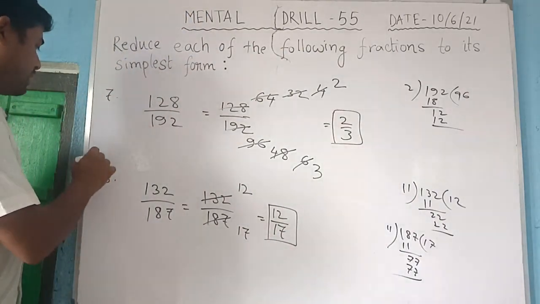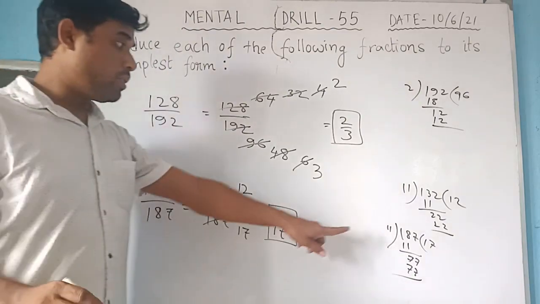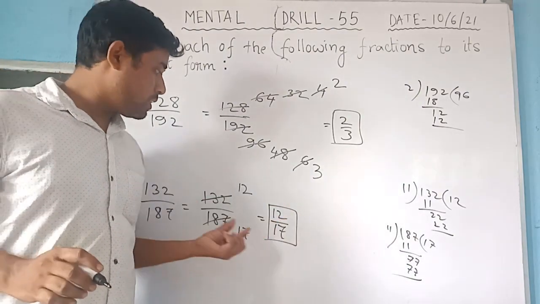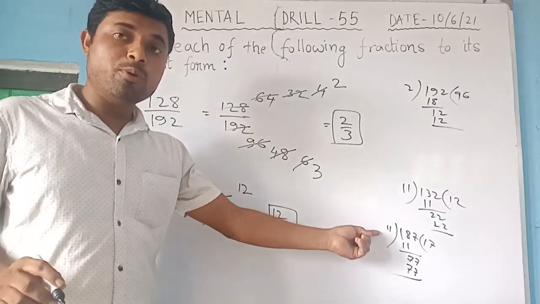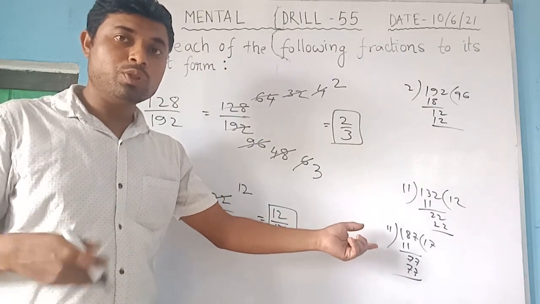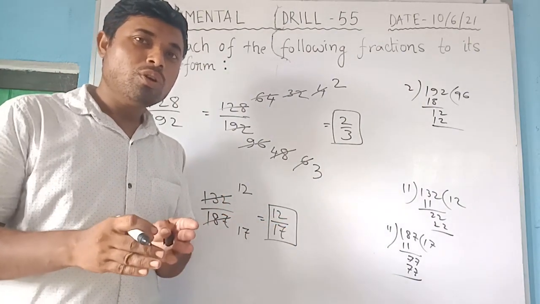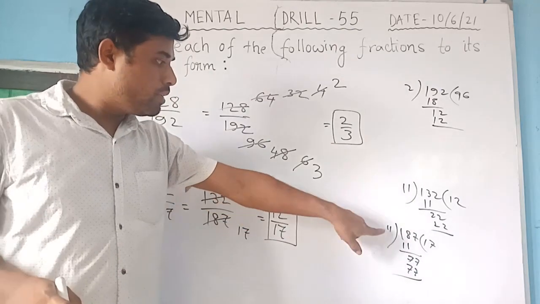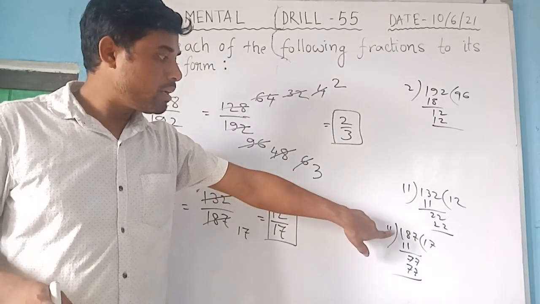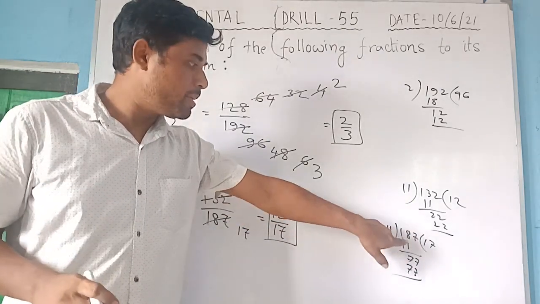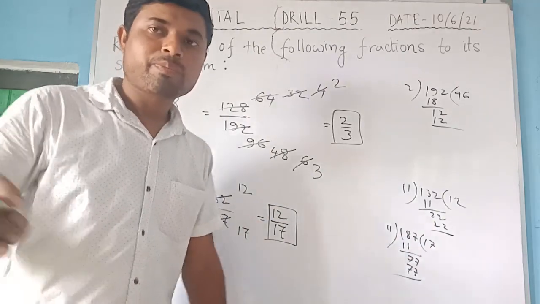This question is important because here you have to check up to 11. It does not go by 2 or 3. So you will reach 11 and divide both by 11.